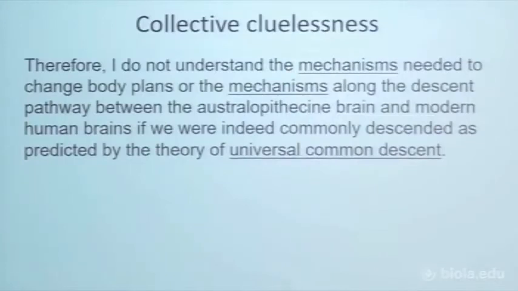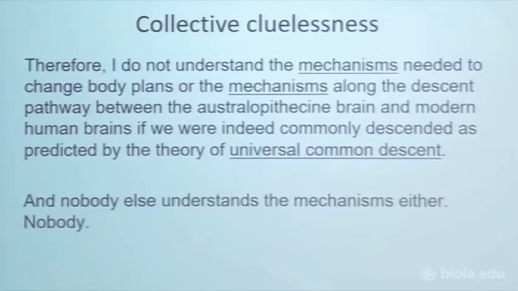So, therefore, I don't understand the mechanisms needed to change body plans, or the mechanisms along the descent pathway from the Australopithecine brain to a modern human brain, if we were indeed commonly descended as predicted by the theory of universal common descent. I don't understand it. And nobody else understands the mechanisms either. Nobody. They don't understand. And what the difference is, when I speak to them, I ask them, show me the mechanism. And they can't wiggle out.